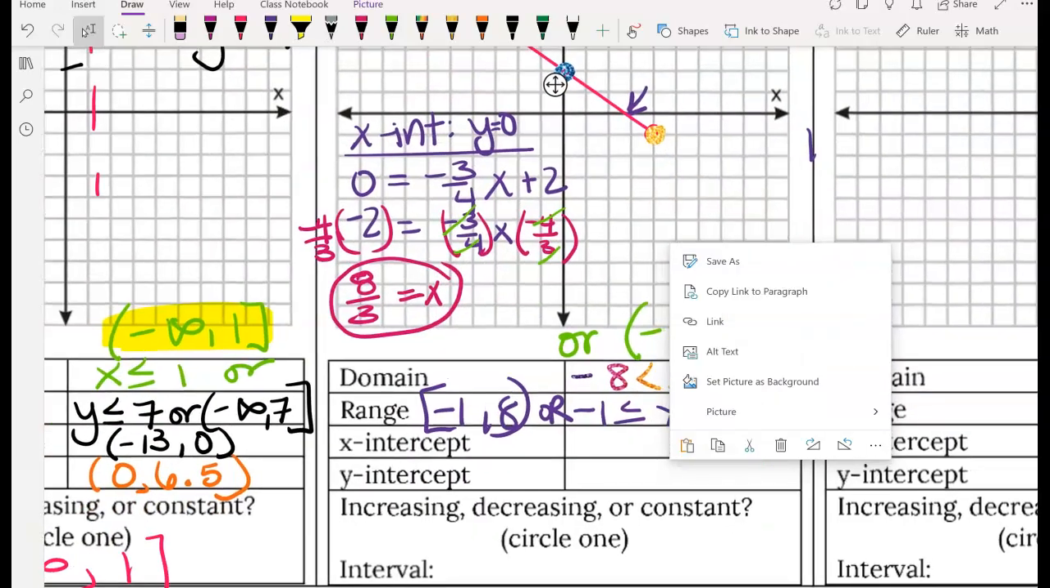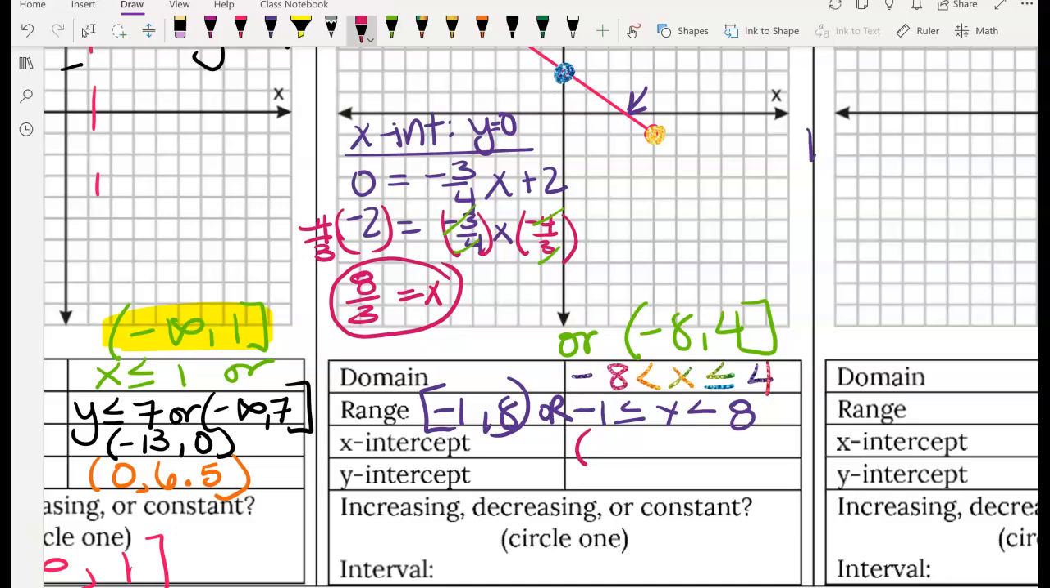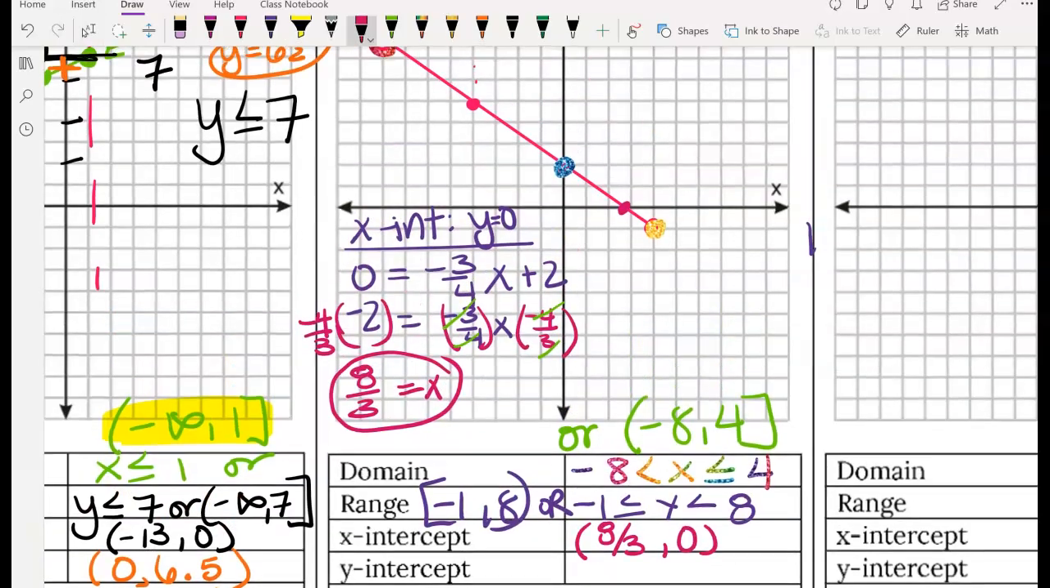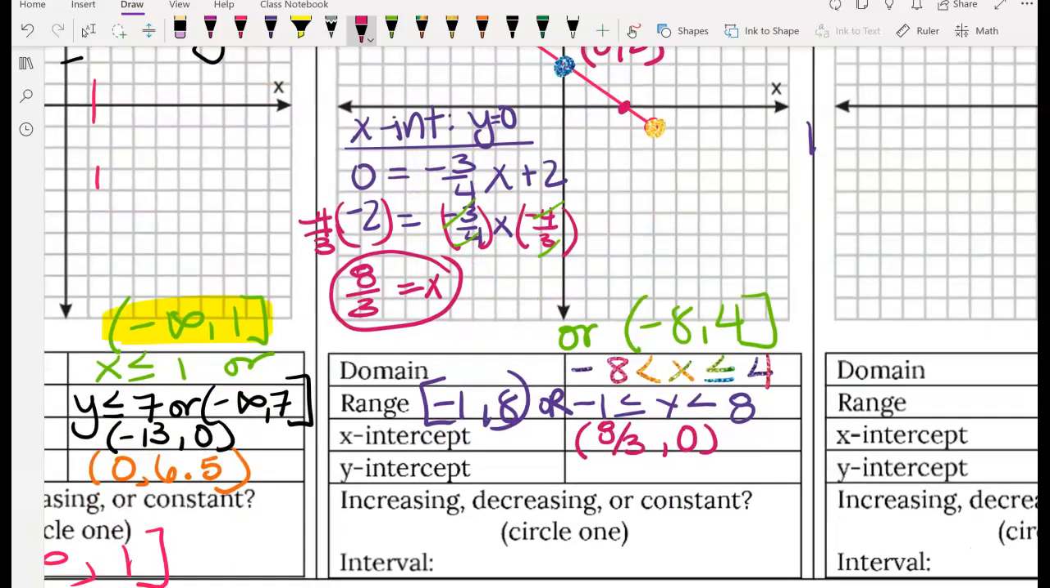And yes, we are going to write that as an ordered pair. The ordered pair is 8/3, 0. Can you guys see it's on the right side? It's in between 2 and 3, so that's where it should be. Y-intercept, we don't need to do any math because that's a really nice point. That's 0, 2. So y-intercept is 0, 2.